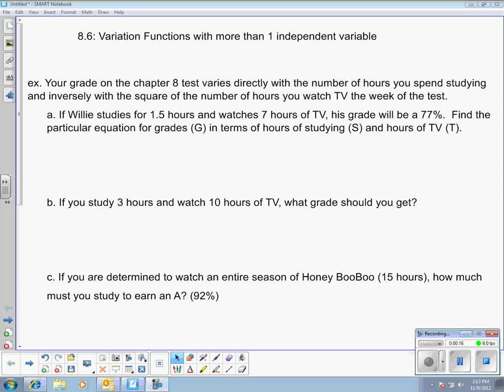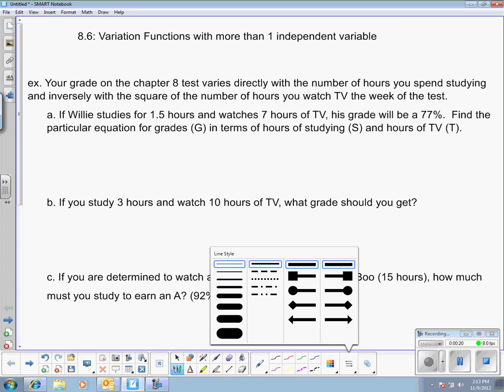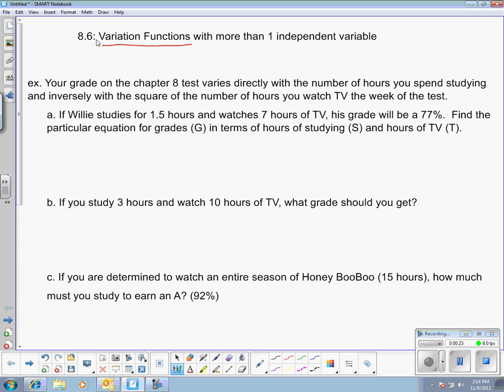We've done variation functions a couple of times already. Last chapter we did variation functions. We learned about varying directly and inversely with a certain power. And then last section we did variation functions where that power wasn't necessarily a whole number. We would have a 0.6 power or a 1/7 power or something like that.